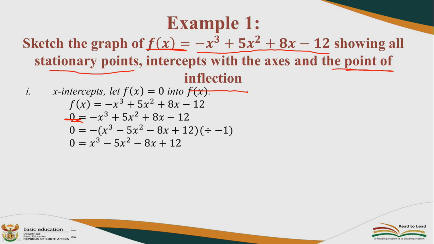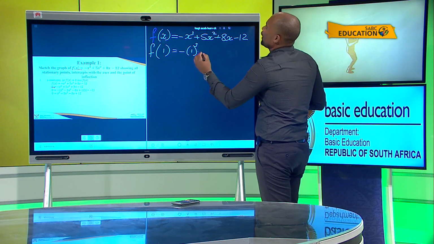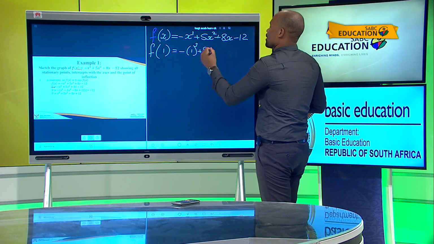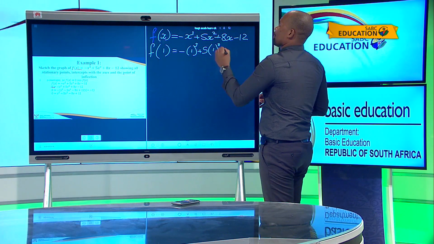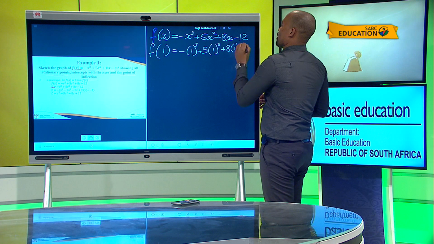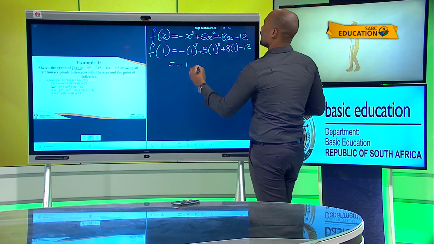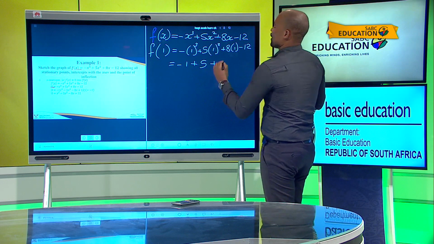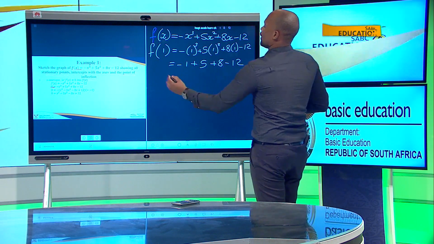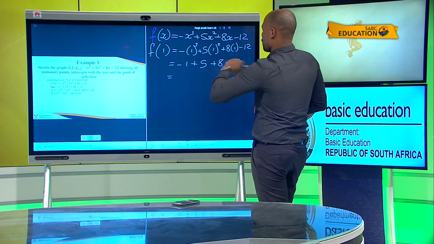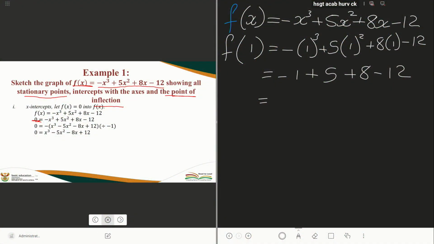f of 1, if in the place of x, I substitute by 1, what do I get there? Let's check. In the place of x, what do I get there? Minus 12. So this is going to be -1 plus 5 plus 8 minus 12. I will get what here? Going to be -13 this side, due to the negative and the negative there.